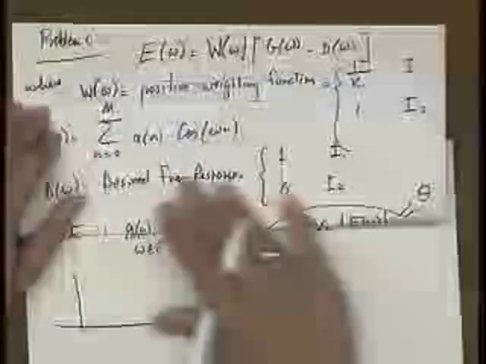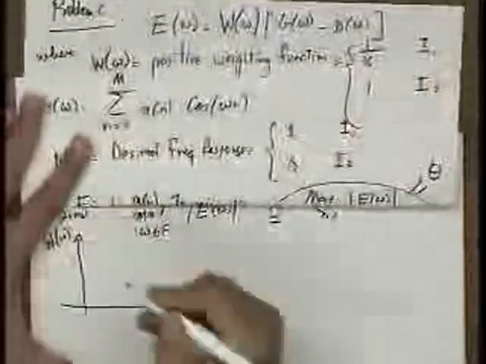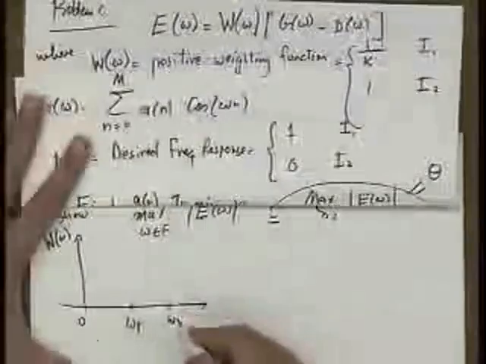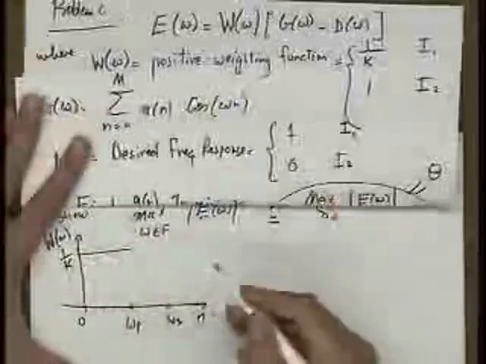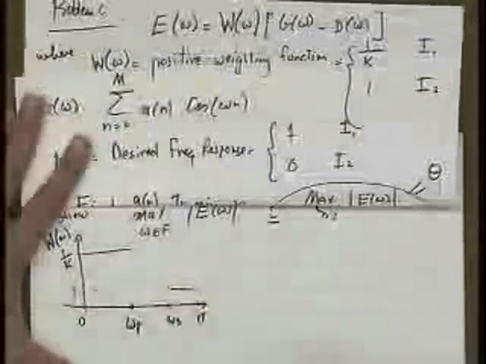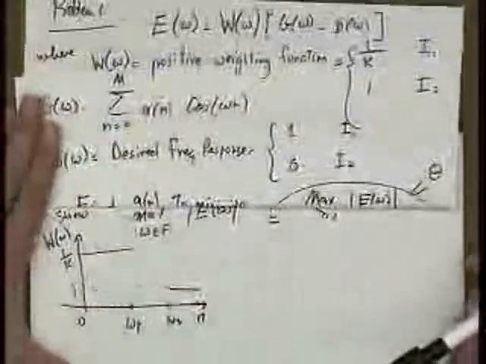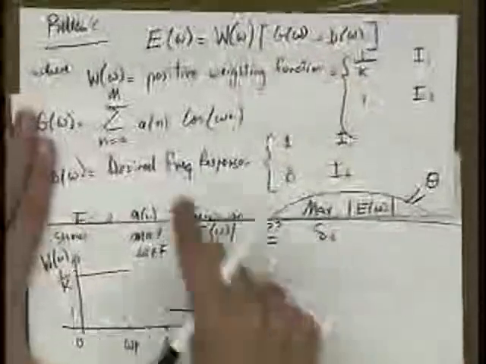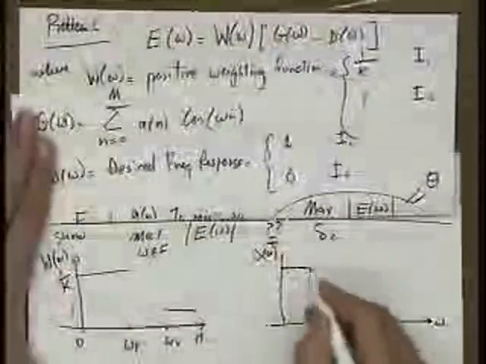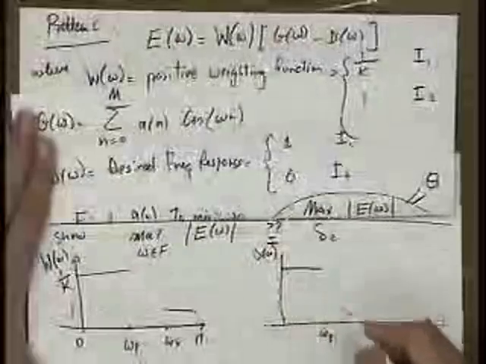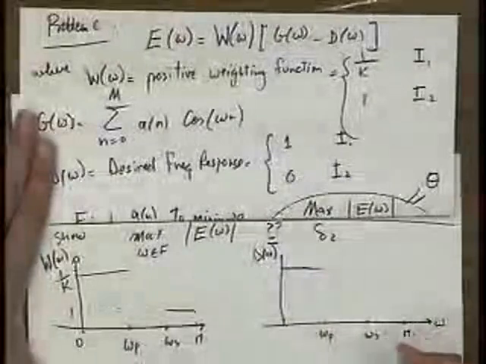It's given by 1 over k in the passband, in I1, and 1 in I2. So if I were to plot W of omega, this is 0, omega p, omega s, pi. Based on this definition, it's 1 over k here, and it's 1 here. That's what W of omega looks like. To figure out what E of omega looks like, I also need to know what D of omega looks like. D of omega as a function of omega is 1 all the way to omega p, and it's 0 for the rest of it.